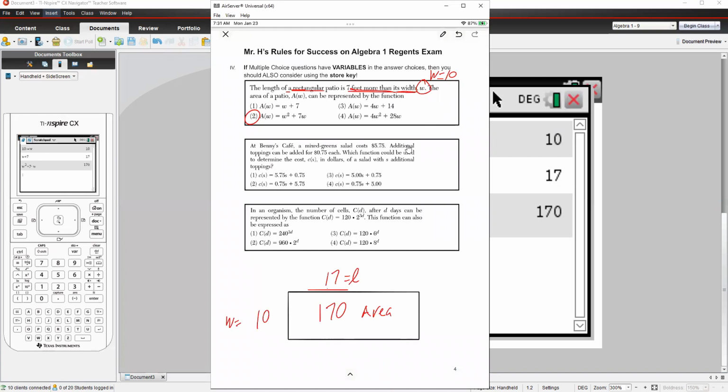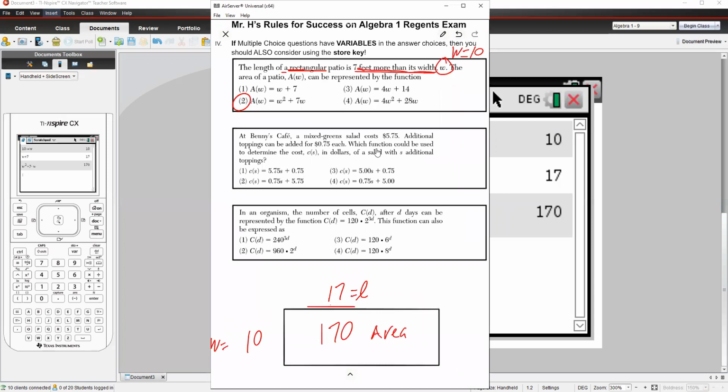So I'm going to do another one. It's basically the same kind of problem. It says at Benny's Cafe, a mixed green salad costs. I'm going to make this a little bigger.